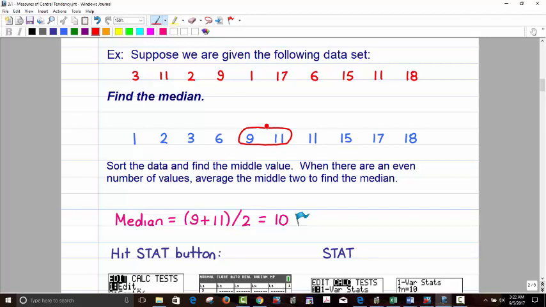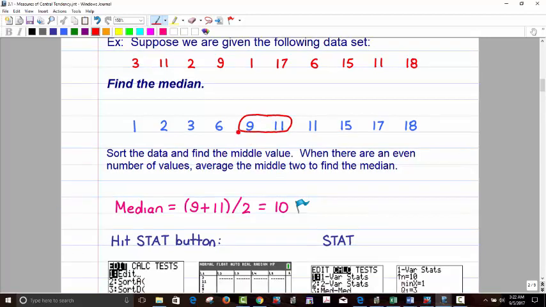So let's see what happens. So you see that 9, and as I circle these numbers, I can check real quick if there's 4 to the left, 4 to the right. So you average the middle two. You just take the average of the two that you find right there. So 9 plus 11 divided by 2 would equal 10.